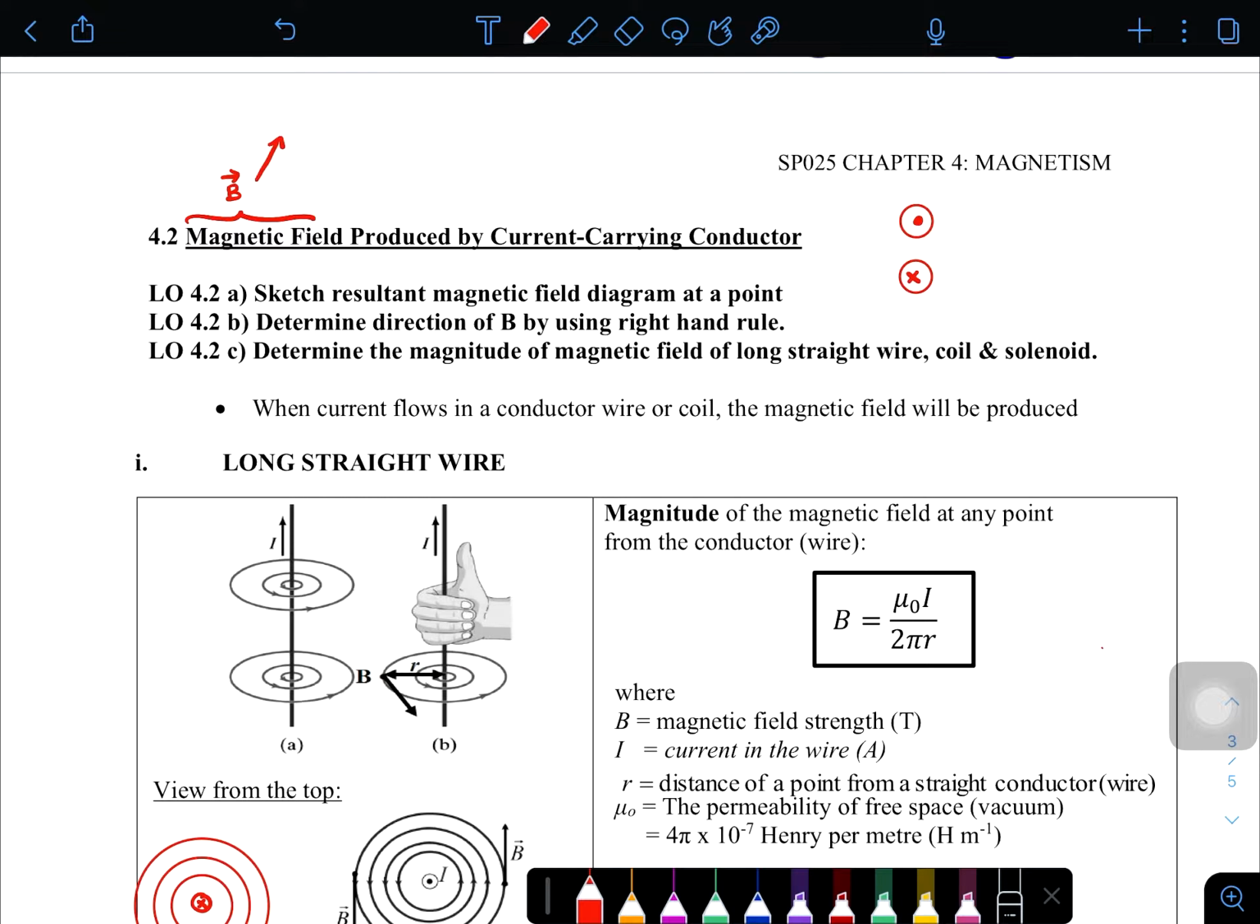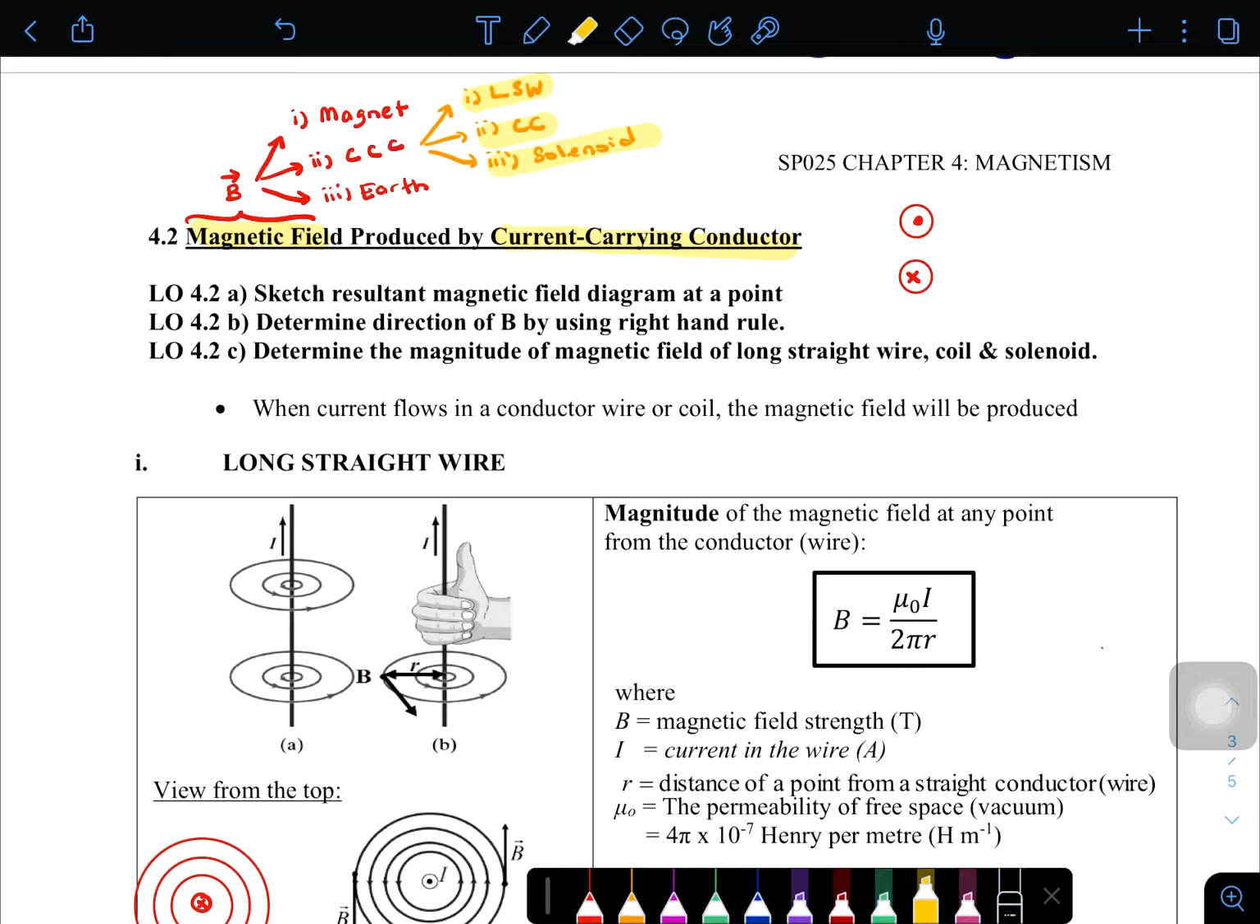So, there are three sources to produce magnetic field. The first one is magnet itself. The second one is current carrying conductor ataupun CCC, and the third one is the biggest magnet which is Earth. Okay. So, today kita tengok the magnetic field produced by current carrying conductor, and we'll also learn in current carrying conductor there are three things: the first one ialah long straight wire, the second one is the circular coil, and the third one is the solenoid. Okay, so hari ni kita nak fokuskan kepada these three, long straight wire, circular coil and solenoid.